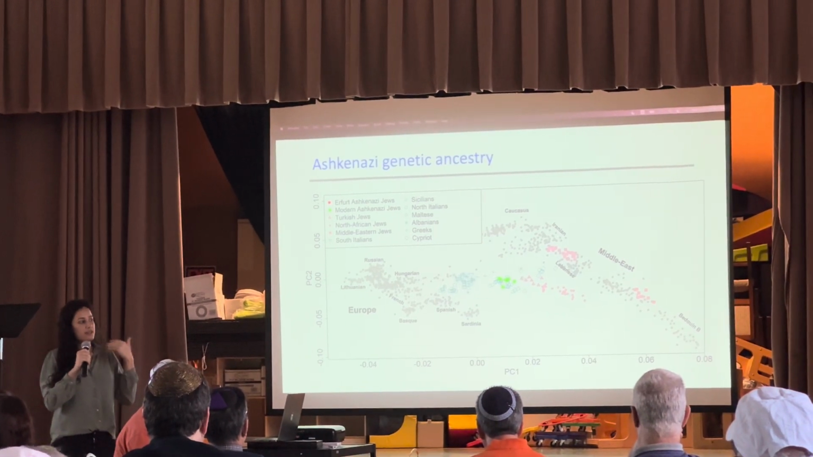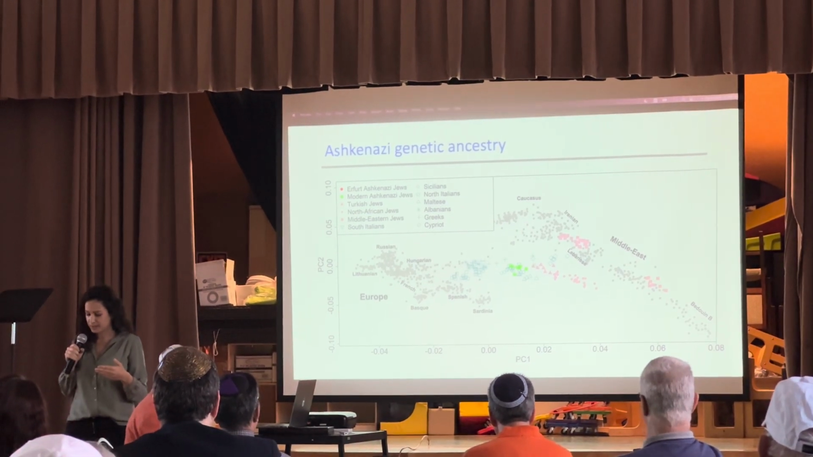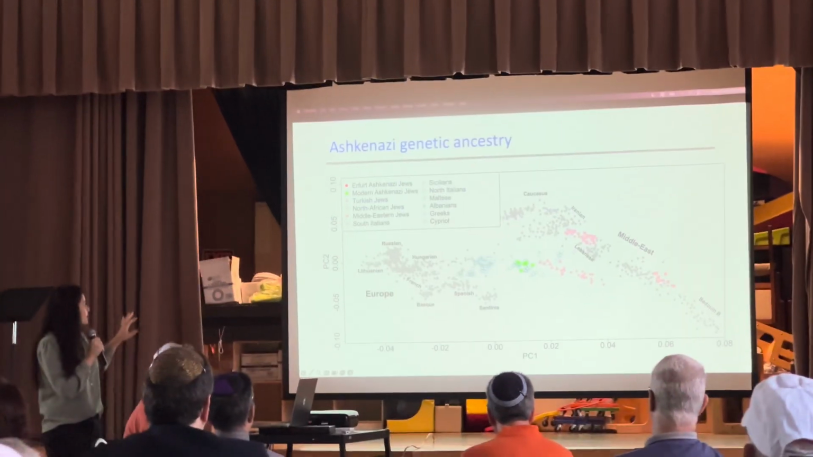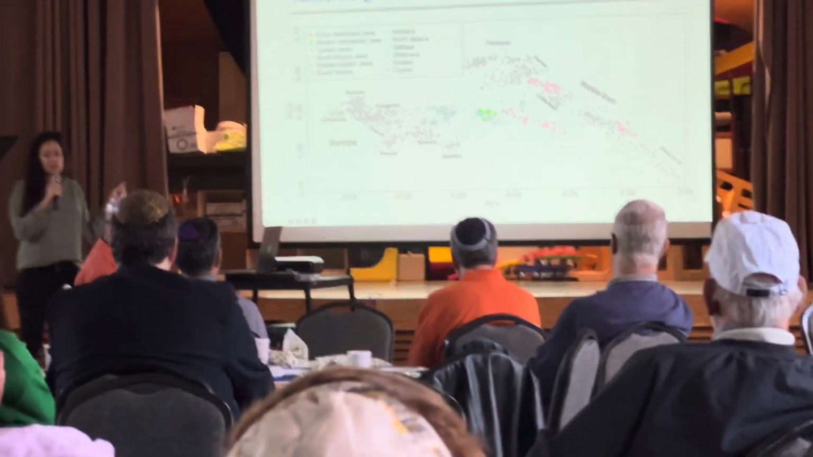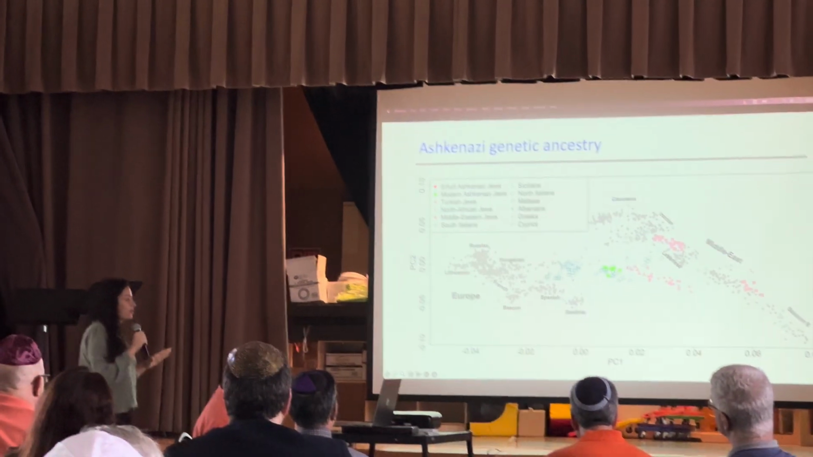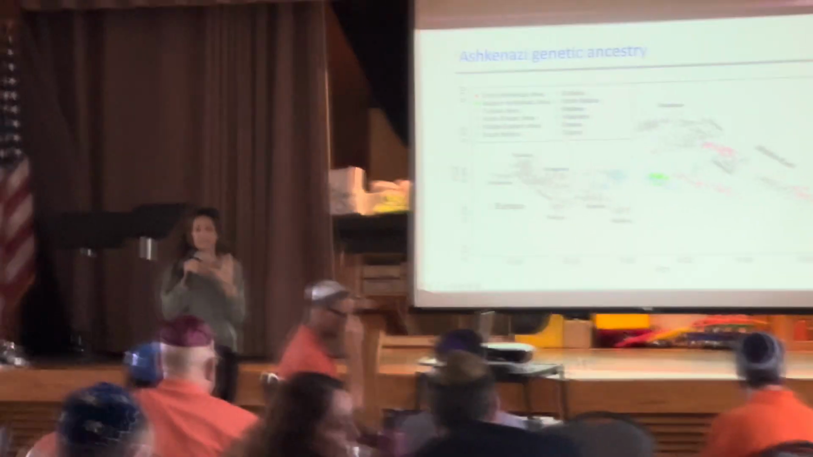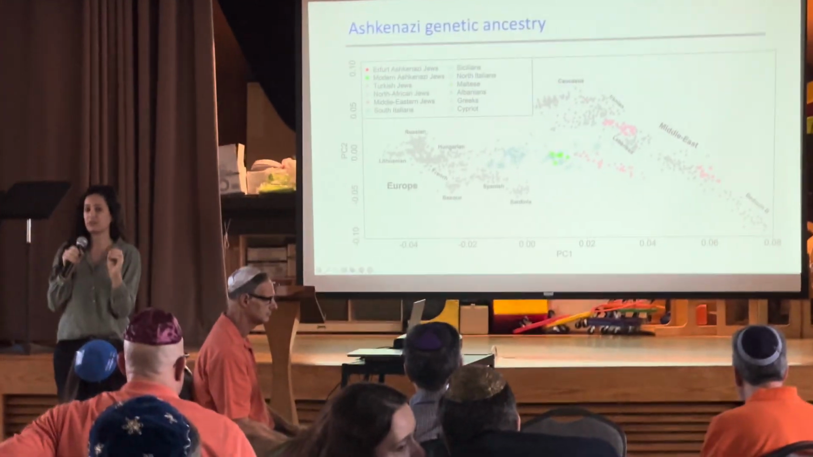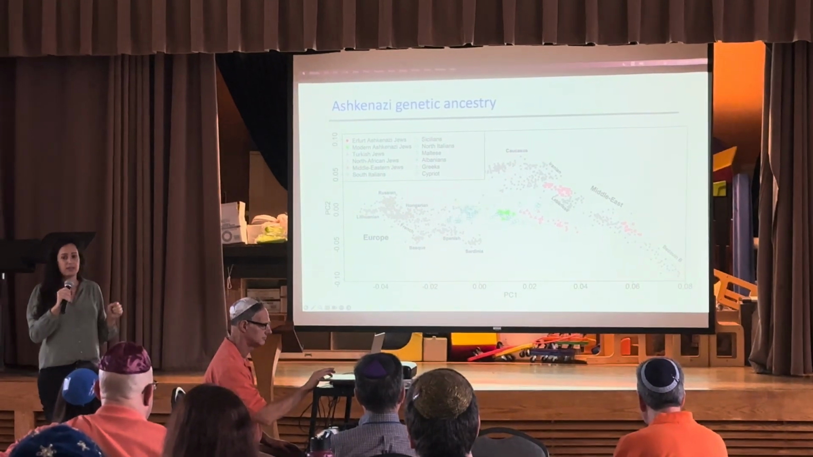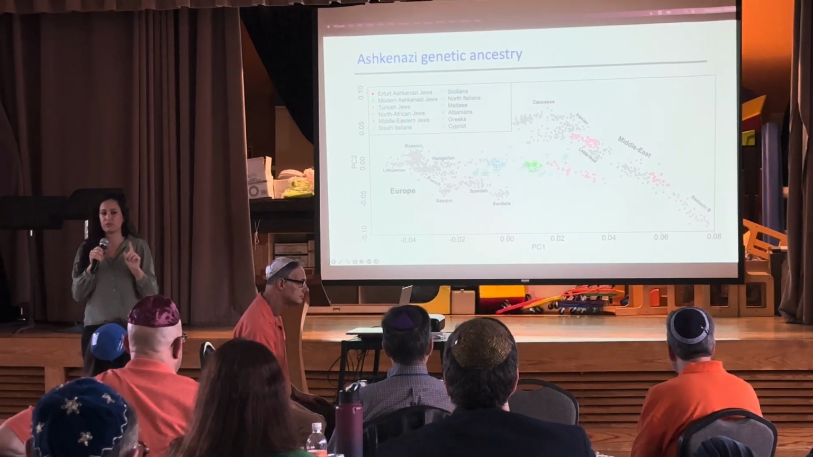And one finding that was replicated in a lot of the studies is, okay, I'll explain what we see here. So this plot is called a PCA plot, and PCA is a method that we use to represent the differences between genomes of different individuals on a two-dimensional plot. So each point that you see here in the plot is representing the genome of one individual.